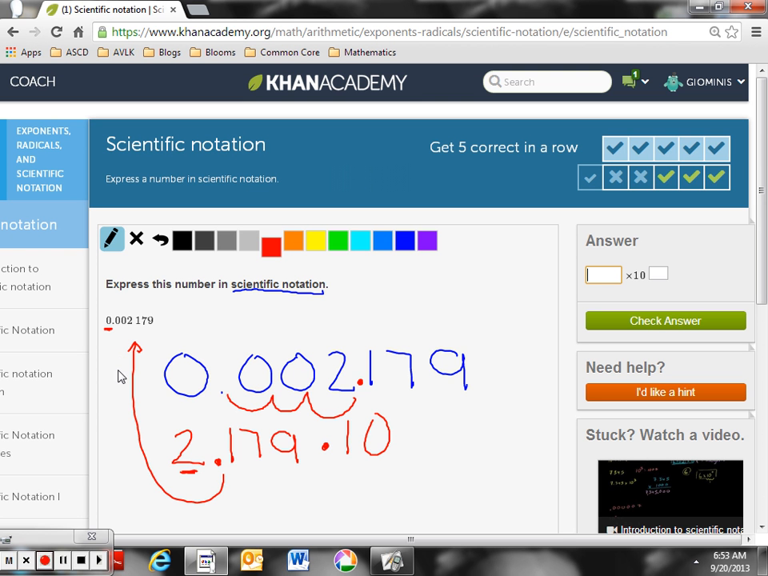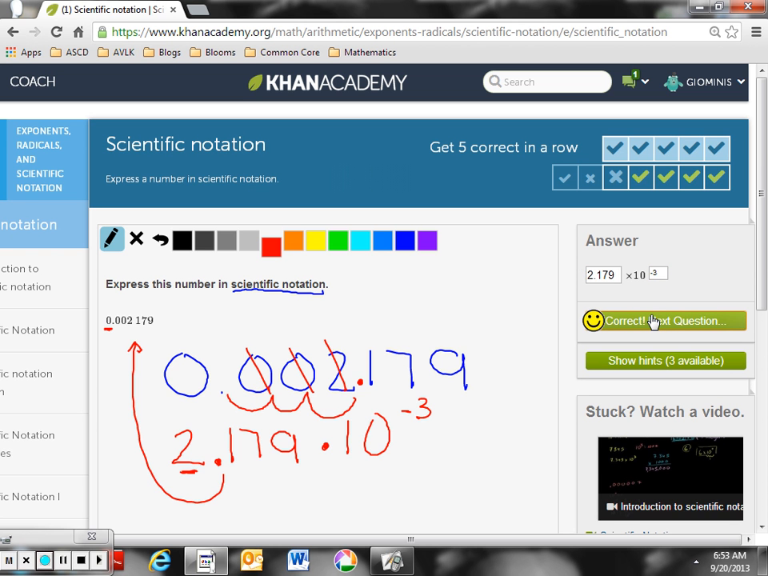When something becomes smaller in scientific notation, we're going to use a negative exponent. And now if I take a look, how many place values did I move it over? I moved it over 1, 2, and 3. So it's to the negative third power. I go to type my answer in, 2 and 179 thousandths times 10 to the negative third power. Let's check my answer, cross my fingers. Hey, all right, we're smart.